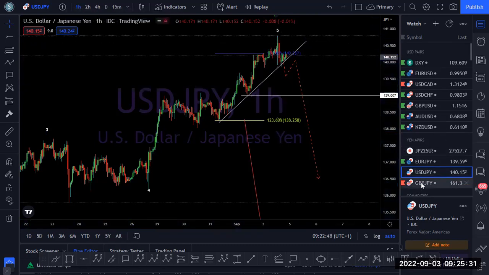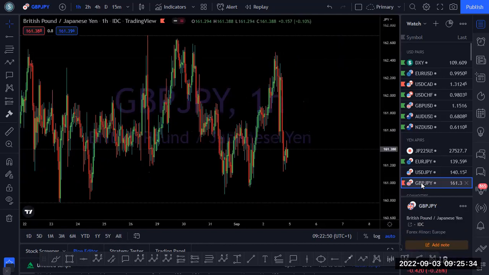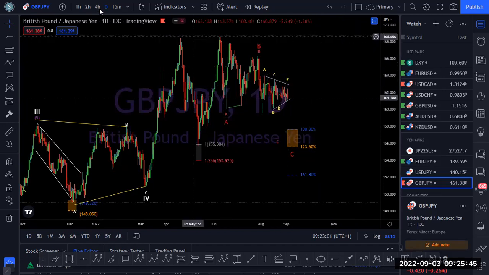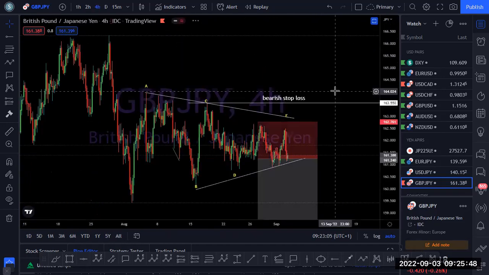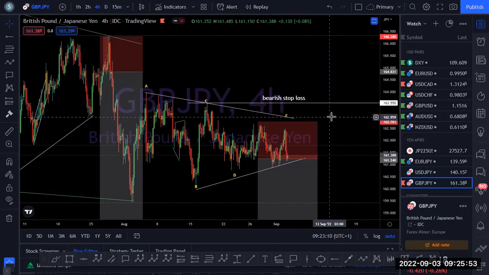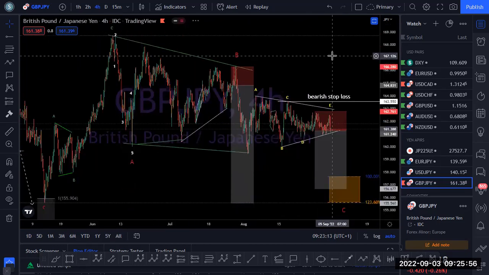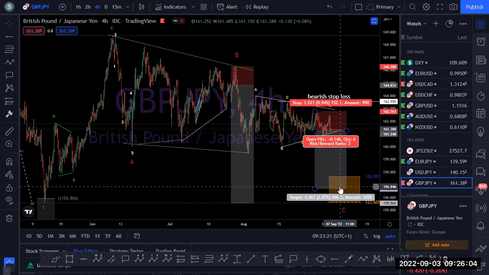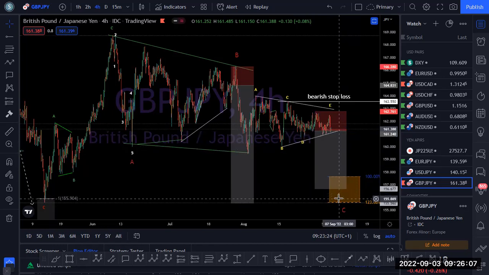Okay, so GBPJPY. Let's go to daily. Anything on daily? We are getting a triangle. Then it will be better on 4 hours. This triangle will give us a drop. GBPJPY is still dropping. I'm still expecting it to drop to 156 or there, or even 155. But now it's not yet confirmed.